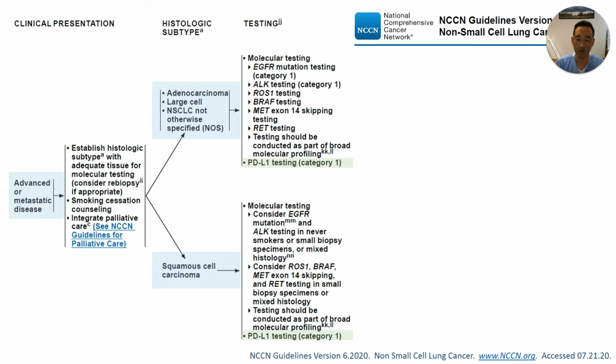Now for the non-squamous non-small cell lung cancer, we should be reflexively sending a panel of markers for things such as EGFR, ALK mutations, ROS1, BRAF, so on and so forth. However, you can see in red that for squamous cell carcinoma, the guidelines suggest that you should consider sending them. And we'll talk a little bit about the reason why.